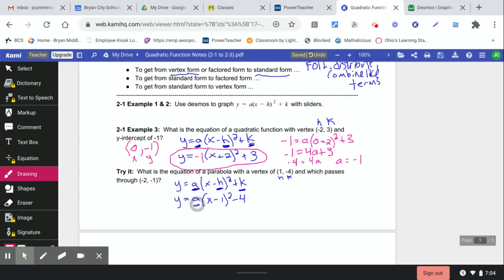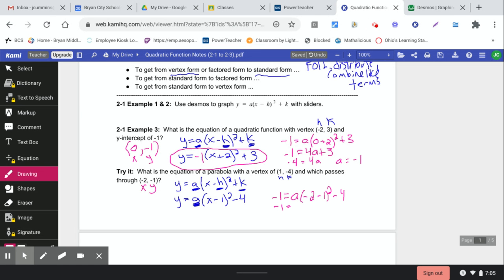Now, we still need to figure out what a is. We don't have a, but what we do have is this point x, y. So we'll come over here and plug that point x, y into our equation. y is -1. We're trying to figure out a. x is -2. And we already know h and k. So we're just going to plug all that in and solve for a.